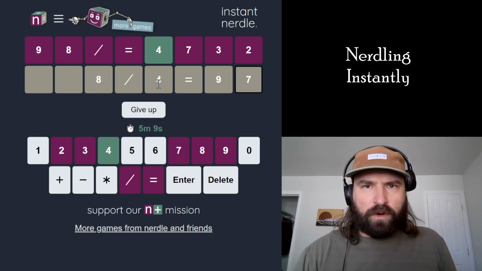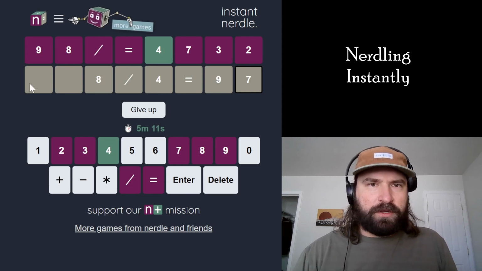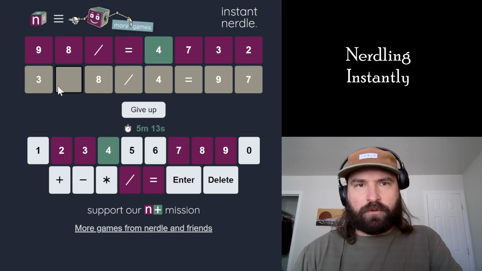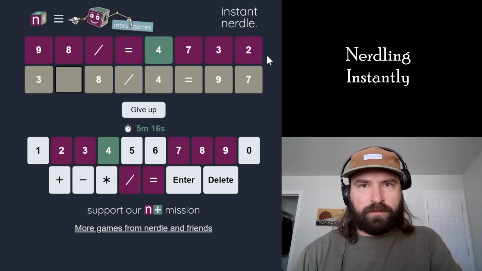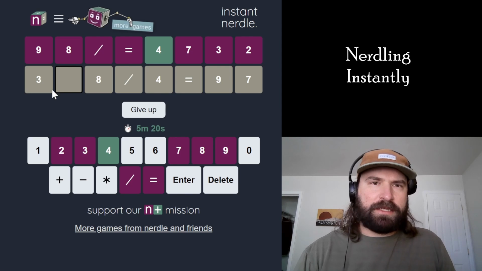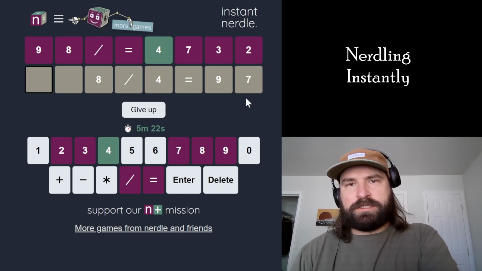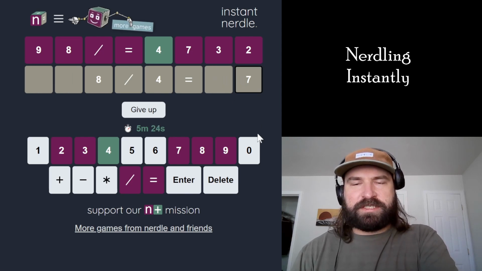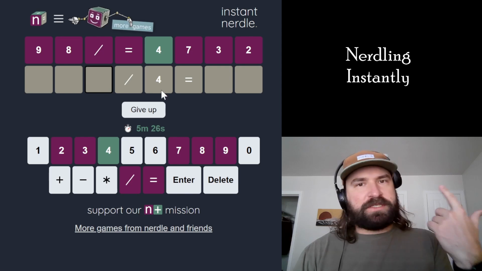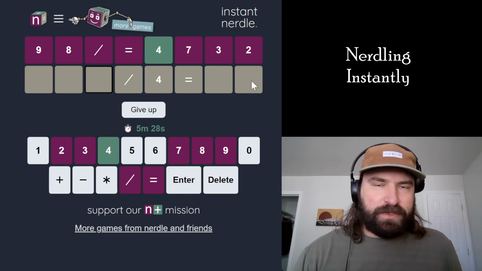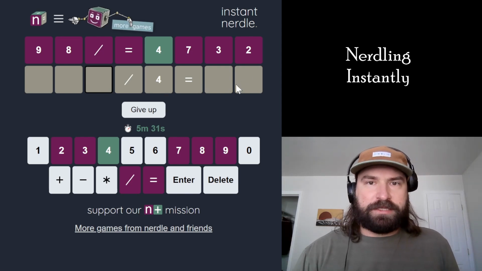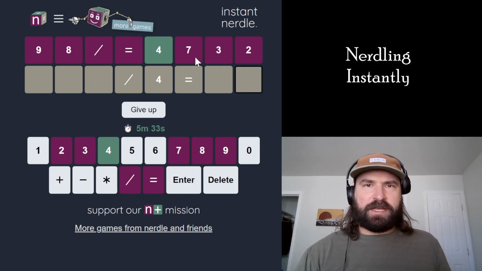97 times 4 would be very close to 400, so it would be in the 300s, which looks like it works, but unfortunately this number would have to be a 2. And 97 times 4, I believe, is 378. So this doesn't quite work. So immediately I can eliminate the 7 from contention here. I'm just going to be systematic about this. It's hard, if I'm being honest. It takes a long time. So I tried the 7 first for some reason.